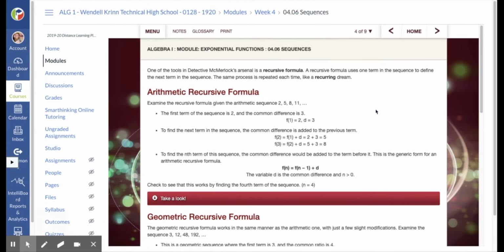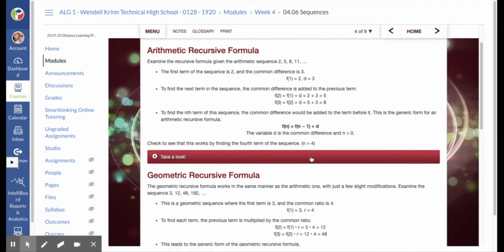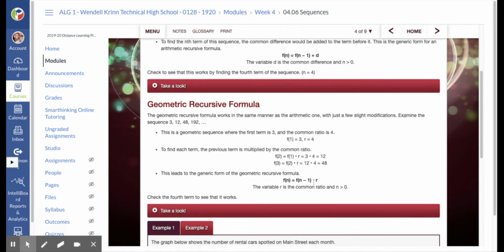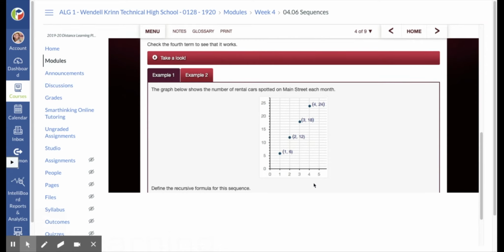Here we are looking at page 4, which has to do with all the recursive formulas for arithmetic and geometric sequences. So you'll notice the formula there that we have does not include the first term, just the common difference. So pretty important to notice that we just have the common difference d, but we don't use the first term. Very similar to the geometric recursive formula, where we only use the common ratio, we don't use the first term.